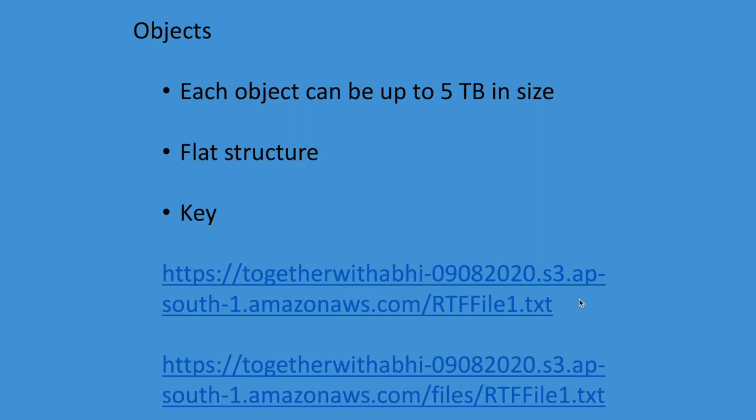Within objects, the important thing to note is each object can be up to 5 terabytes in size, but it has a flat structure. So you see here we have a bucket name. In the end, we have the key, which is rtf_file1.txt. We can have folders. Within buckets, there was a mechanism to create a folder. So you could have created a folder, but that doesn't change the key. The key now gets changed to files/rtf_file1.txt. So in essence, S3 maintains a flat structure. It is just for easy management that it has provided you folders, but the storage happens like a flat structure.